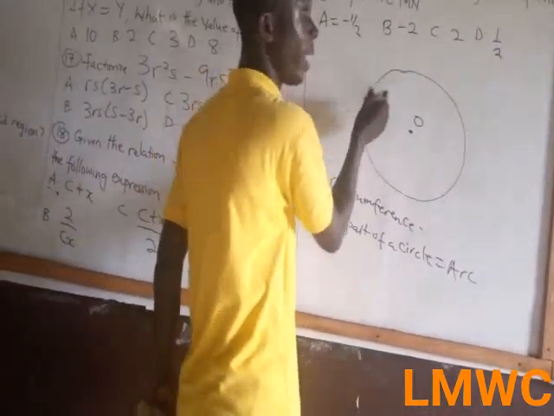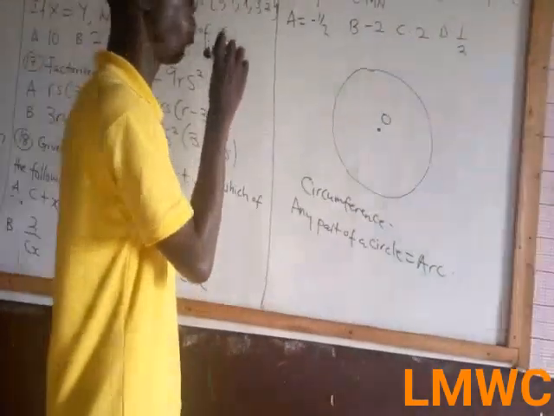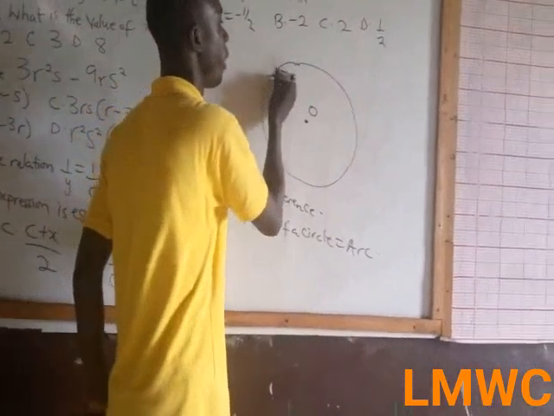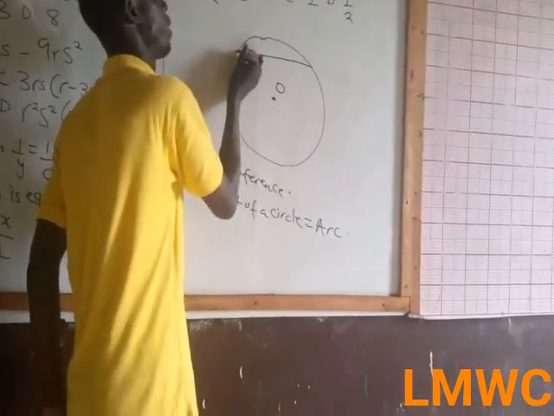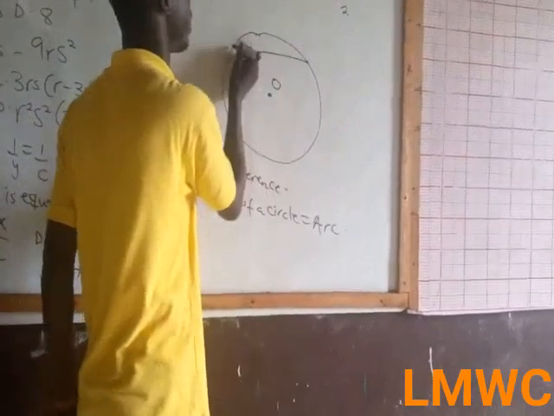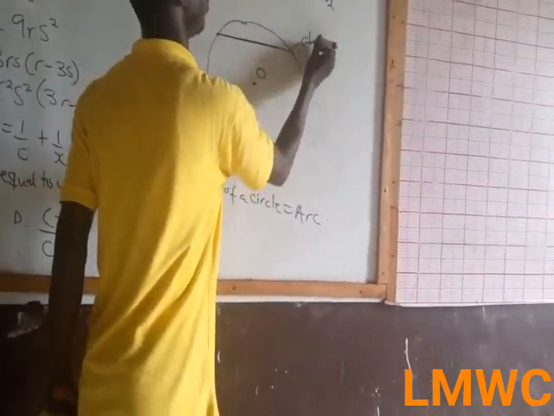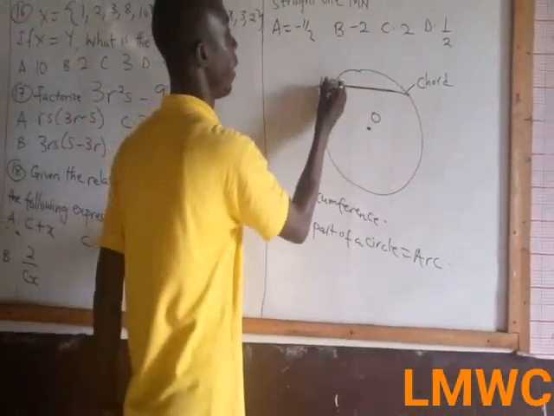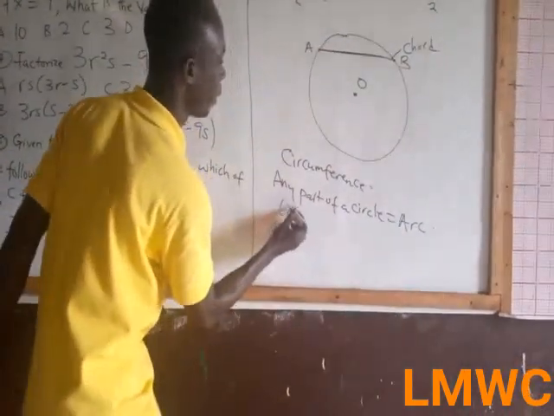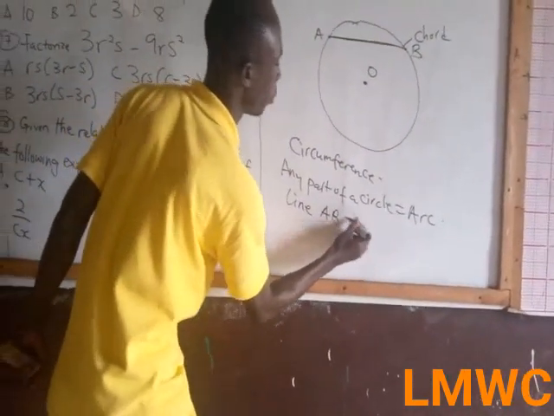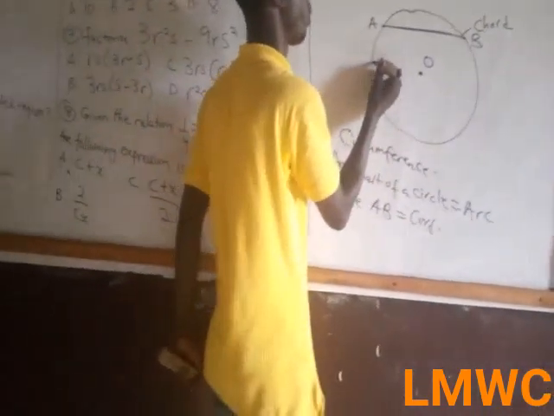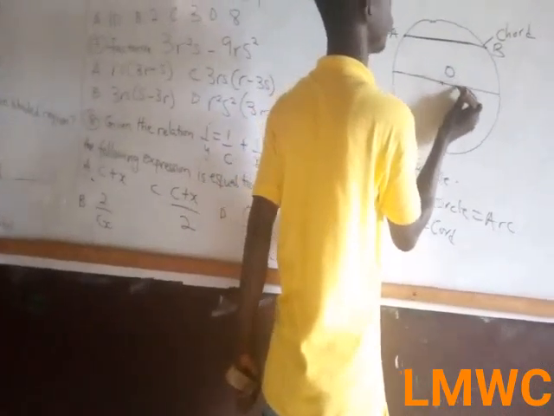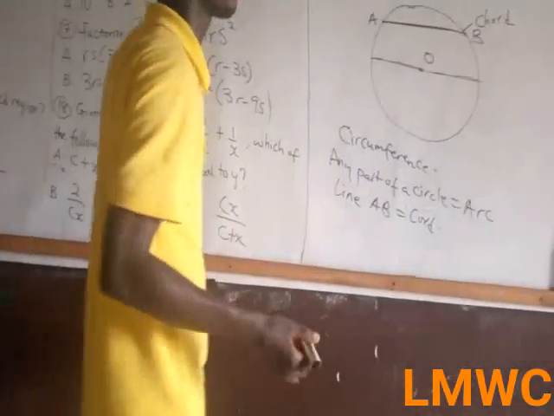And a line drawn to touch two parts of the circle, we call it a chord. If I draw a line like this, you see it is touching one part and also another part. We call this line a chord. So line AB, I call it a chord. And also a chord that passes through the center, we call it a diameter.